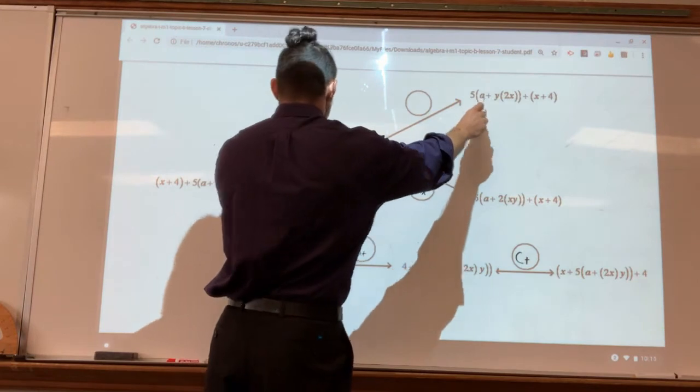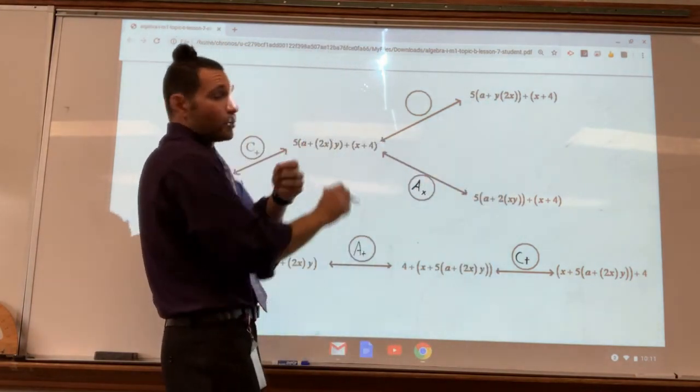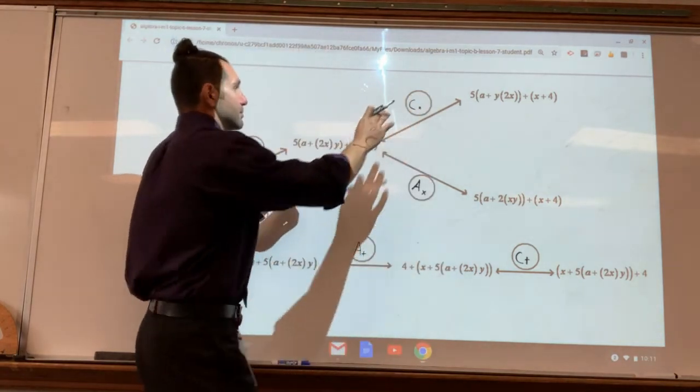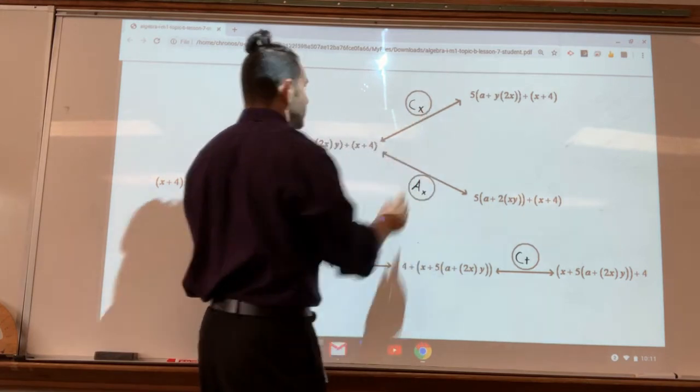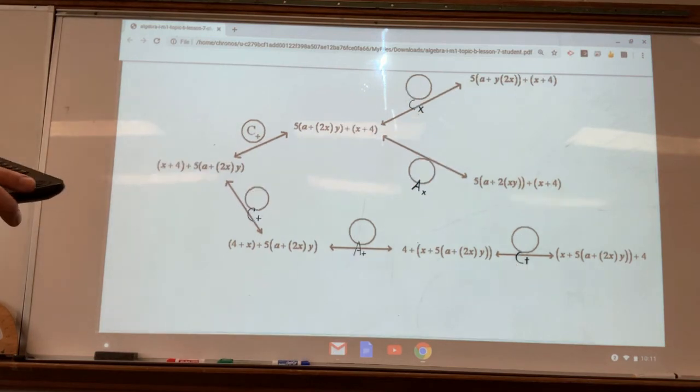Last but not least, 5a. y came first, 2x came second. So they flip-flopped them. Well, what property is that? That's the commutative property, but because they're getting multiplied, it's the commutative property of multiplication. Questions, concerns, problems? We good? I hope so. You will have questions like this on your test.